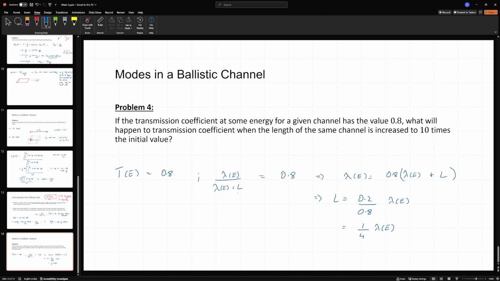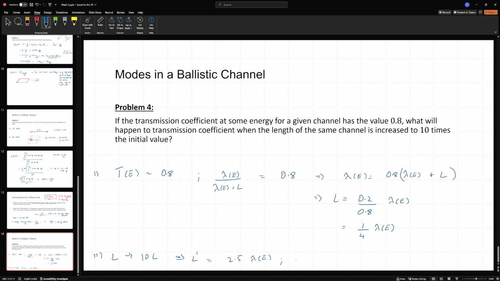So my channel length needs to be so small when compared to the mean free path of the electrons that I can effectively neglect that parameter while calculating the transmission coefficient. So this gives me the relation between L and lambda of E. So this is, let me say, the first part. Now the second part is L goes to 10 times L, which implies the new length L prime is equal to 10 times this, so that is going to be 2.5 lambda of E.